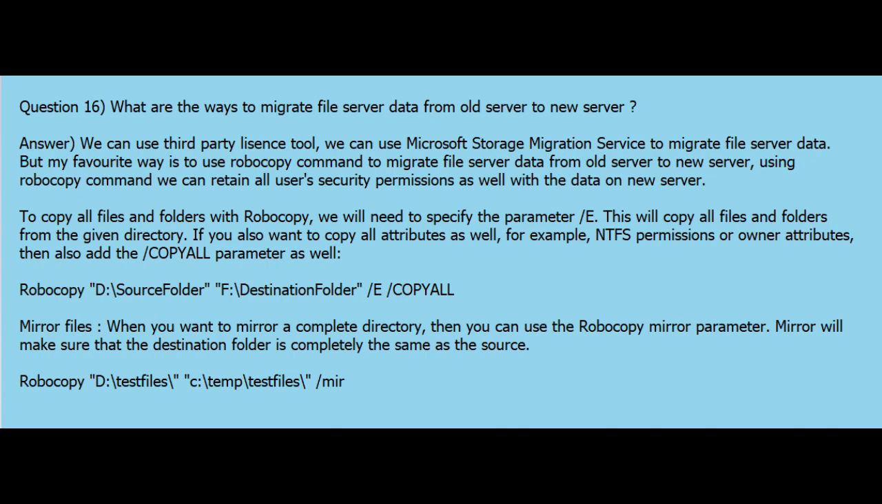Mirror files. When you want to mirror a complete directory, then you can use the robocopy mirror parameter. Mirror will make sure that the destination folder is completely the same as the source. Robocopy d:/test files c:/temp test files /mir.